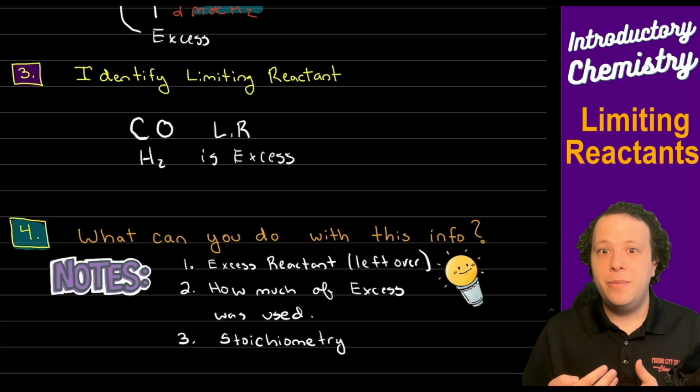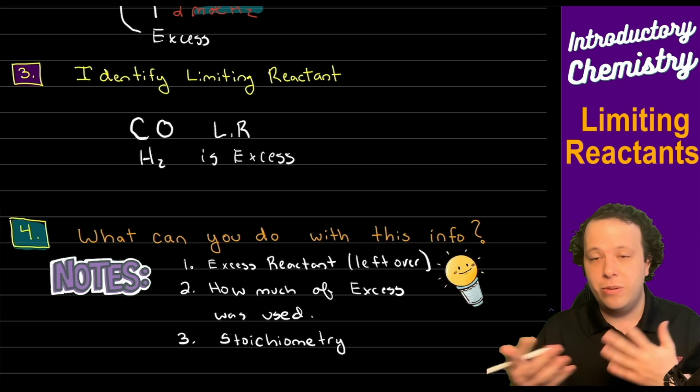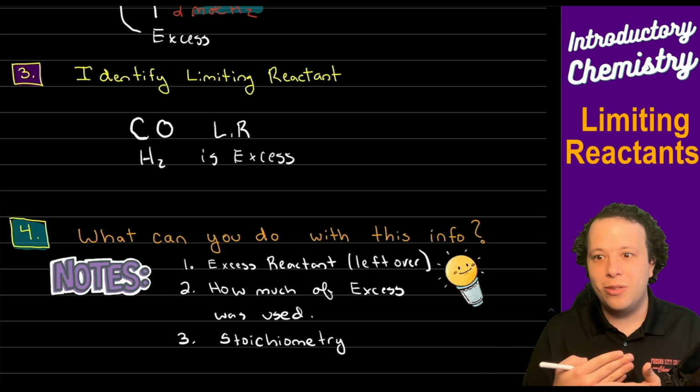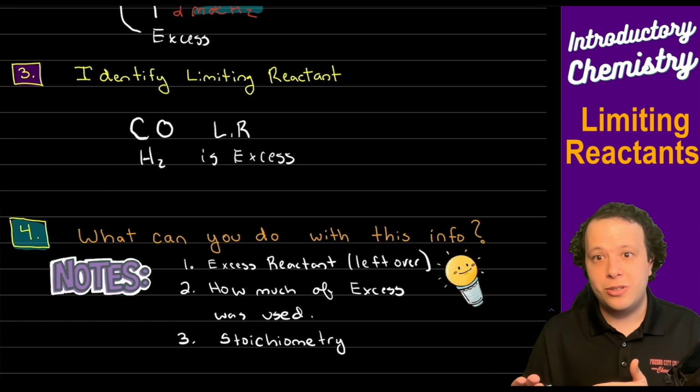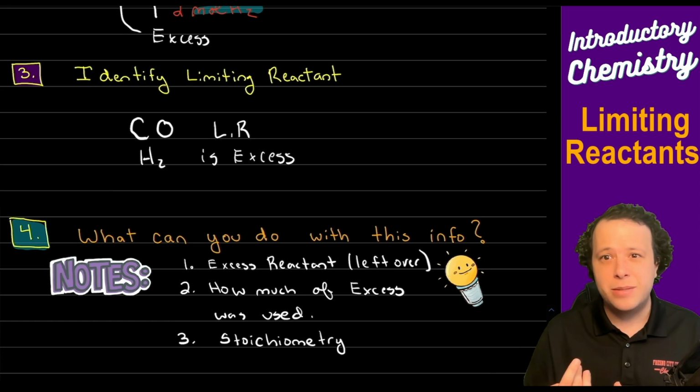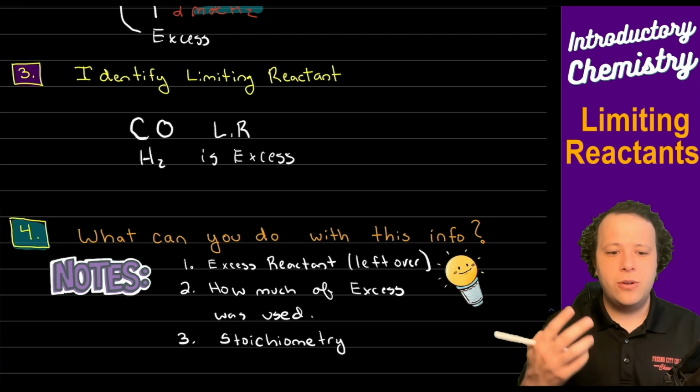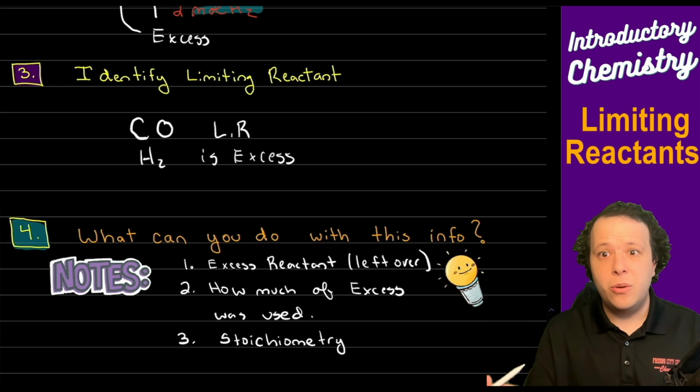Calculate it. How much of that excess reactant was used? So how much was required to go through that specific reaction step? Or maybe you have to do some further stoichiometry and figure out the mass, maybe the volume, or a couple different things like that. So why don't we try and show one or two of those examples?